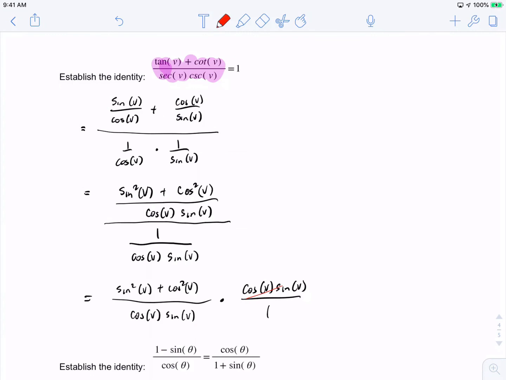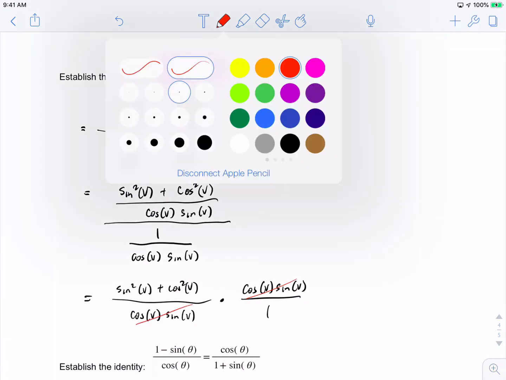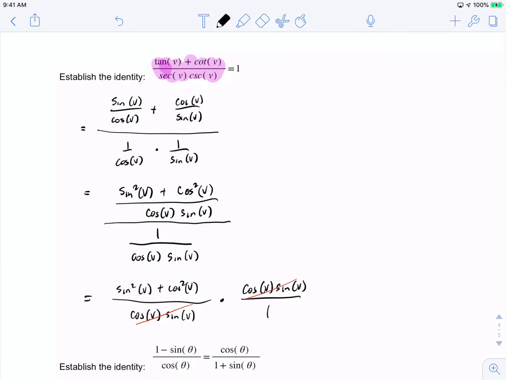And we notice that this cancels with this, and what we're left with is sine squared of v plus cosine squared of v all over 1, which we see that numerator should look familiar. That gives us 1. Obviously, these are going to take a little bit of practice, but knowing your identities and having those sheets with you to look at and reference will be beneficial. It should be very, very good for you.